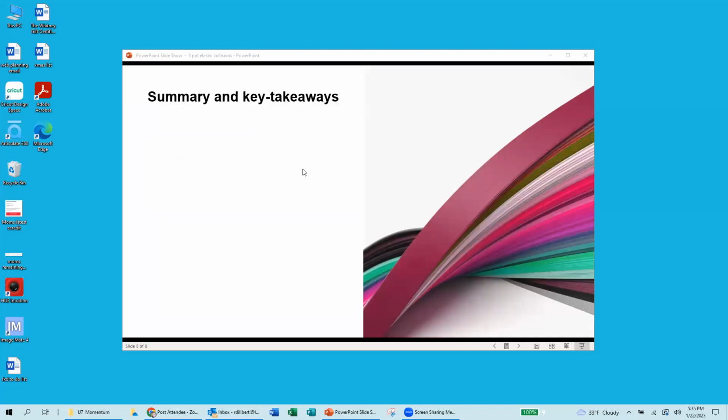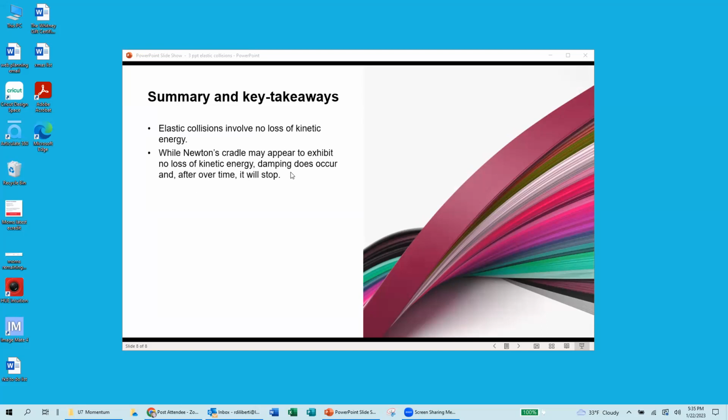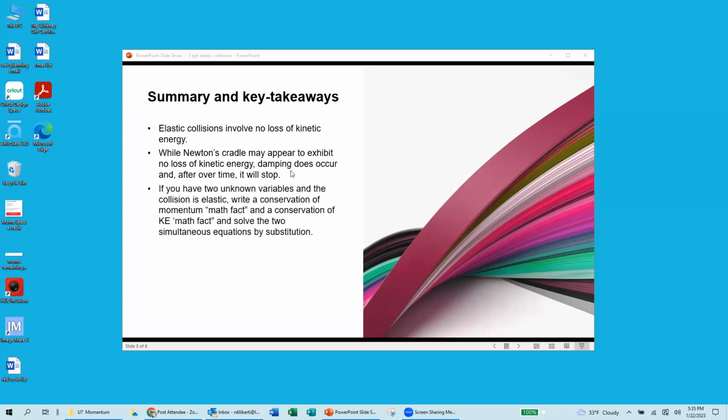So let's do a quick summary of what we learned today in our takeaways. Elastic collisions involve no loss of kinetic energy. And while Newton's cradle or a bouncy ball may appear to exhibit no loss of kinetic energy, damping does occur over time and they will eventually stop. And if you have two unknown variables and you know the collision is elastic, use conservation of momentum and conservation of energy to develop two equations and then solve by substitution.